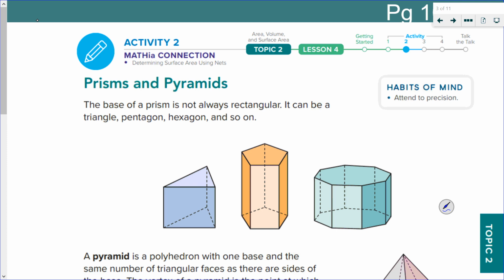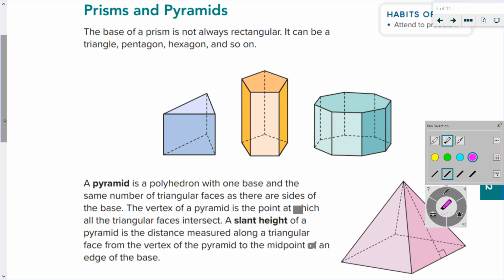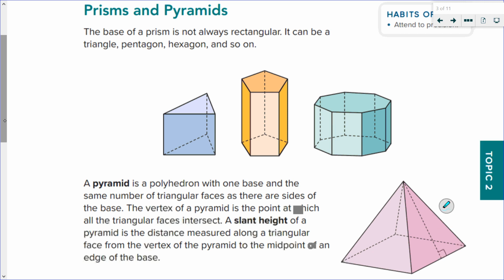We're going to talk about prisms and pyramids and find the surface areas of these types of shapes. Pull out your highlighters. We have a couple of definitions that we need to go through first. Then a colored pencil, something to mark this text to make it stand out for you. Okay, the first one is a definition.